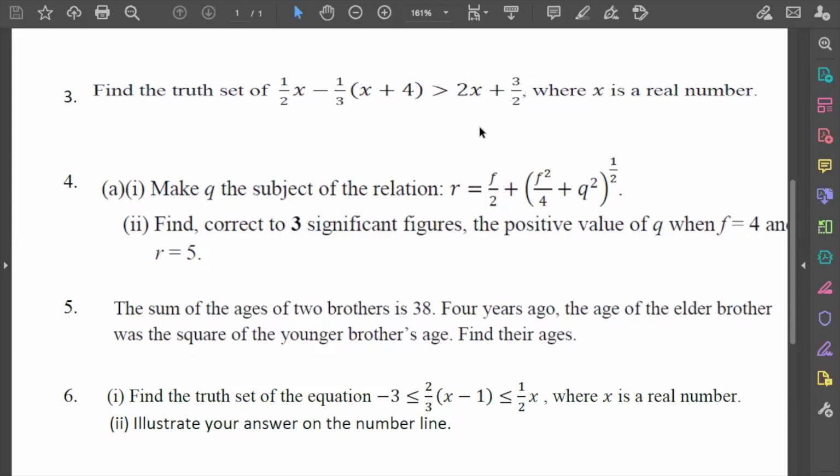So we need to find the LCM. Now, what do you think the LCM is going to be? 2, 3, 2. Which one? What is the LCM going to be? 6. So let's move straight forward. If it is 6, now we multiply here by 6.